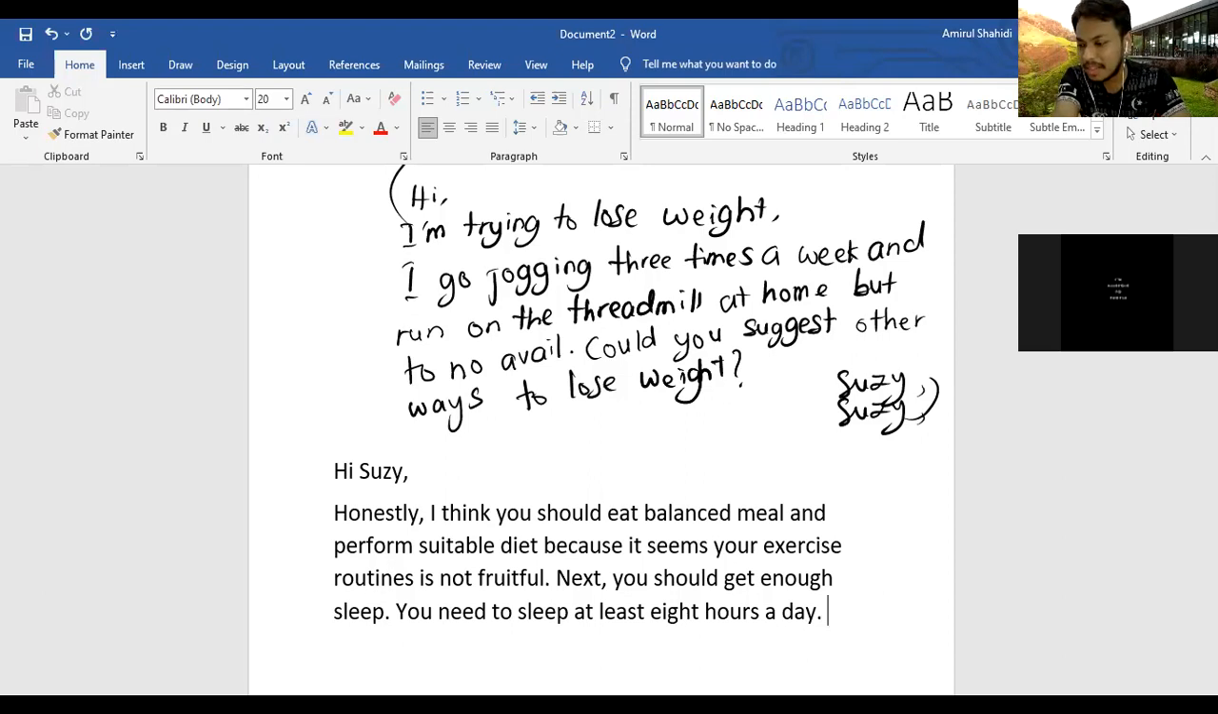Okay, let's proceed. And nanti lupa pula you guys ada ni quizzes. You need to sleep at least 8 hours a day. And then don't forget to stay hydrated. Ni tips dia. Kita terus pergi kepada content. Jangan cakap, I think you should, you could also. Terus pergi kepada content.